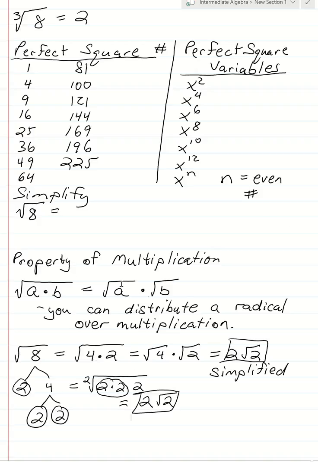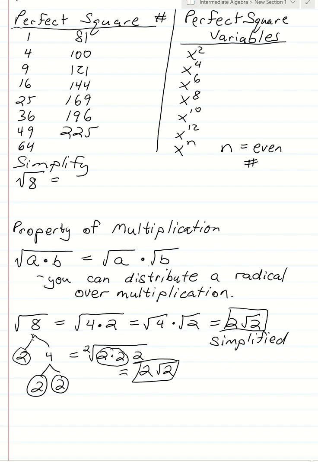And then we're able to use this property of multiplication, okay, that allows us to distribute a radical over multiplication. And now when we take the square root of 4, that just becomes the 2. And the leftover square root of 2 just comes along for the ride. So the 2 square root of 2, once again, is your simplified radical. Or we can use this second approach, that number 8.